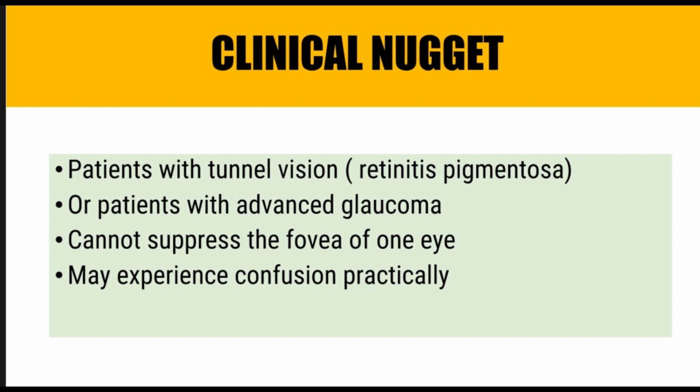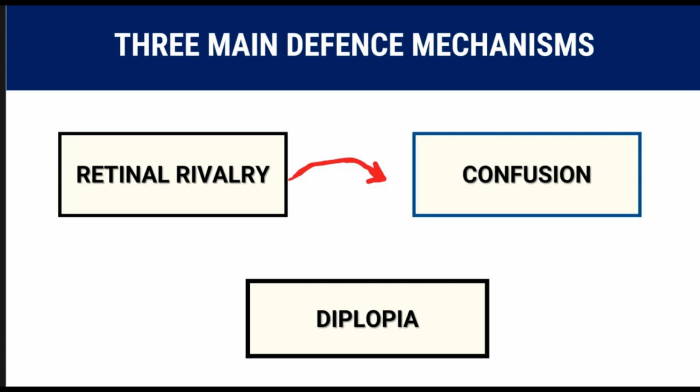Having understood that, we can now understand a clinical nugget regarding confusion. It's difficult to perceive confusion, but patients who have tunnel vision, like retinitis pigmentosa and advanced glaucoma, have a really constricted field of vision, and they don't have a choice but to project the images right onto the central area of their retina, the fovea. Moreover, they can't even suppress that fovea in that eye, and therefore these are the patients who will actually experience confusion following a deviation. So that was your clinical nugget.